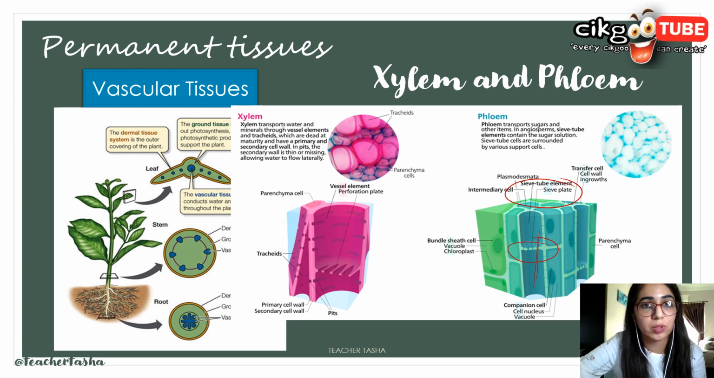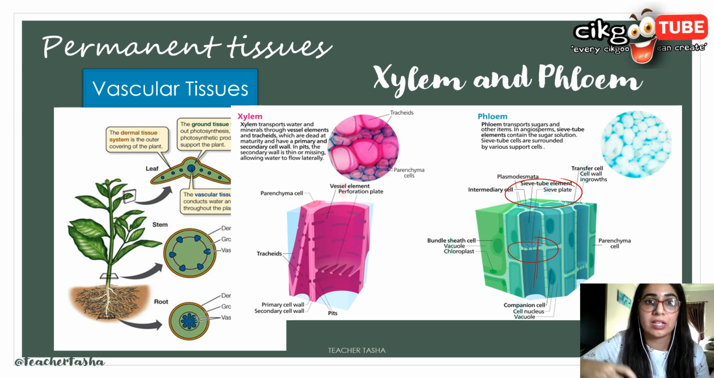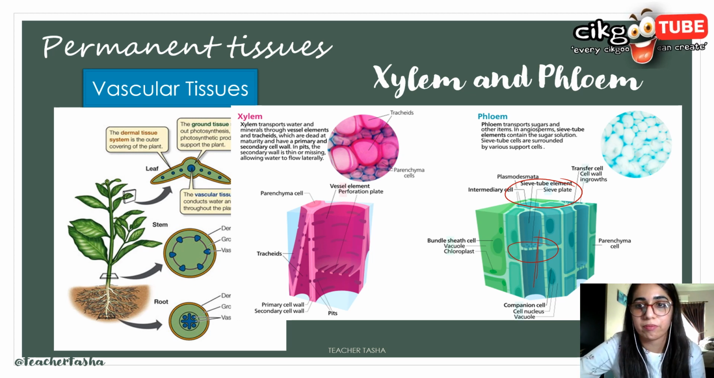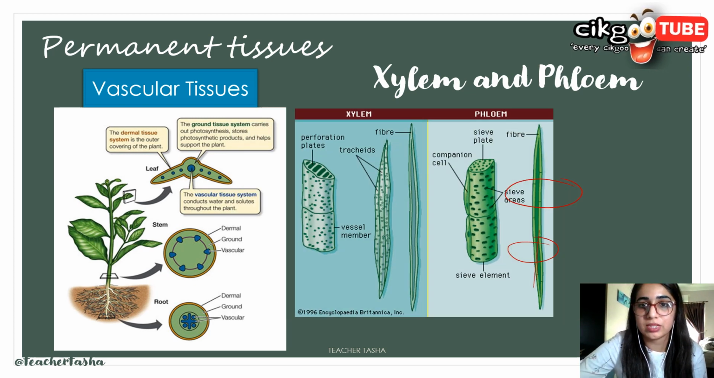So the function: phloem tissue transports nutrients such as glucose from the leaves, because leaves produce glucose or the nutrients through photosynthesis. So it transports this from the leaves to all the storage organs such as roots, stems, to the fruits, and also to the tubers. Okay, all right. So these are the differences.